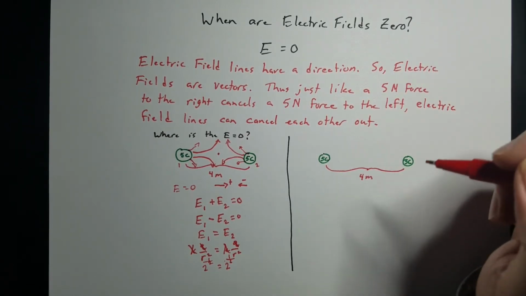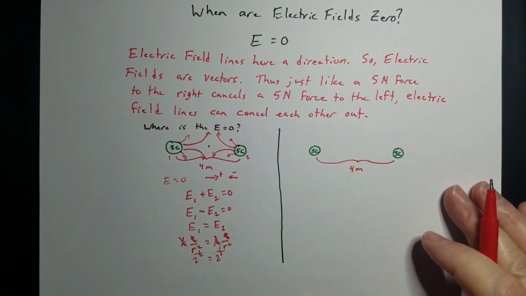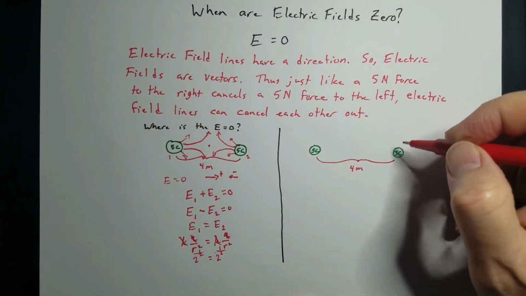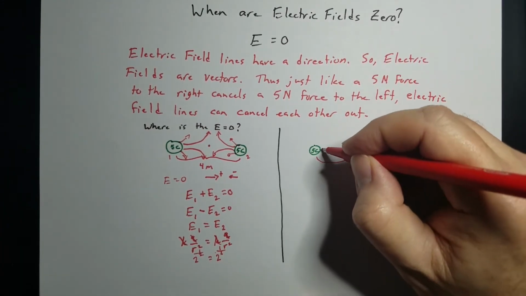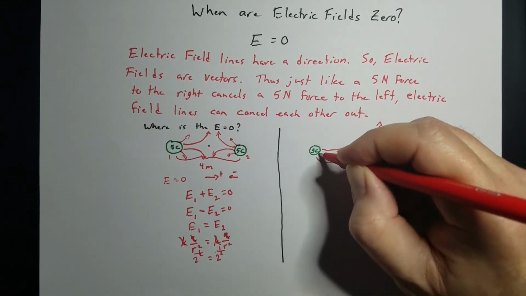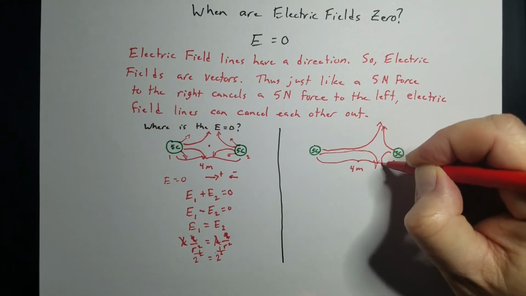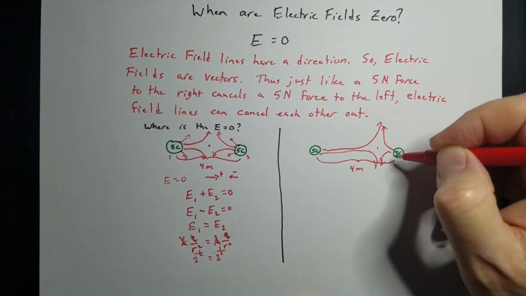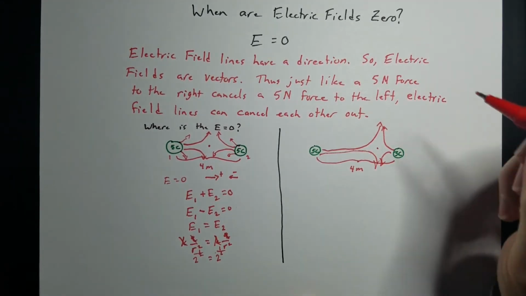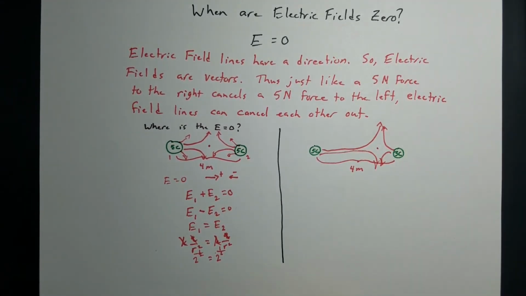Now, what if they're not the same charge? That's where it gets a little bit more creative. Because again, this charge is more powerful than this one, so it's going to push that spot closer to the weaker charge. It's still going to be there, but now it won't be in the center because this one's more powerful than that one. So we have to play a little bit of a math game.